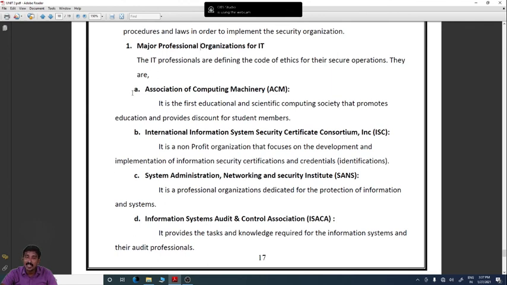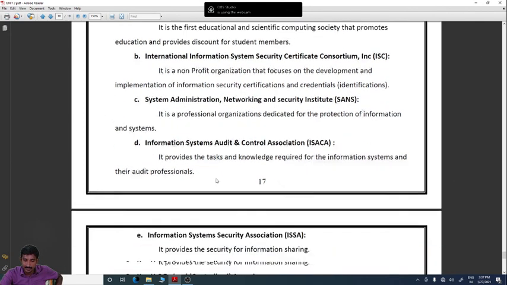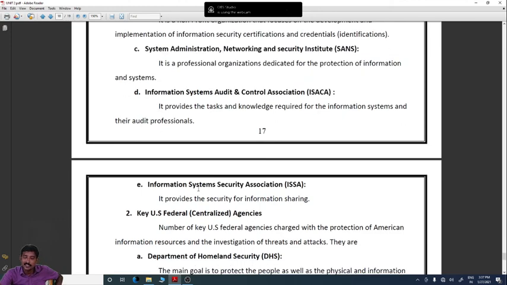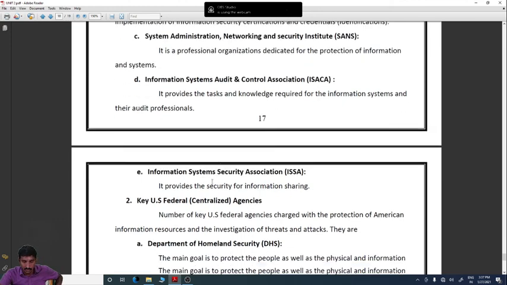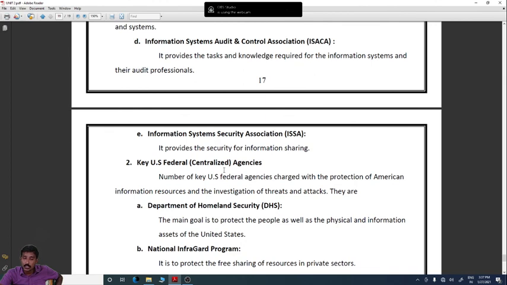These are some of the agencies providing certification courses in these activities, so if you want to train employees, all employees must have certification in these areas. And one more is the Information System Security Association. Next are the key US federal agencies. Here the focus is on protection of information resources, and we also have to think about threats and attacks.